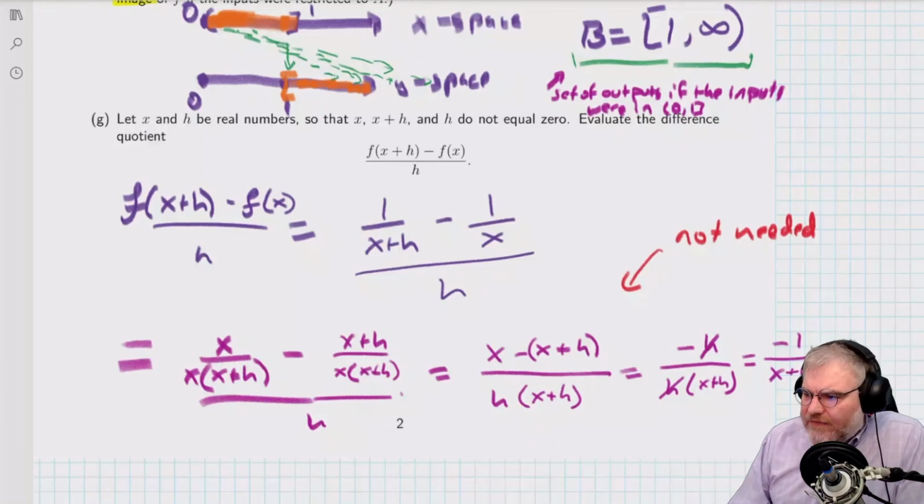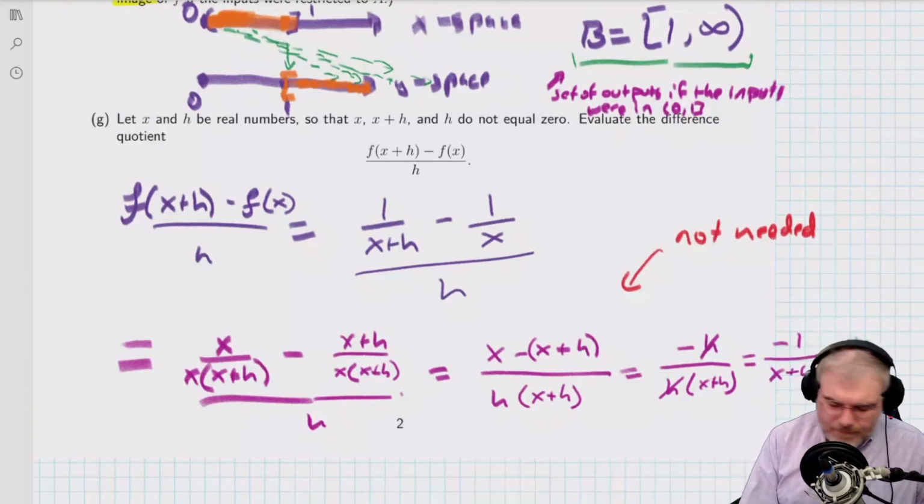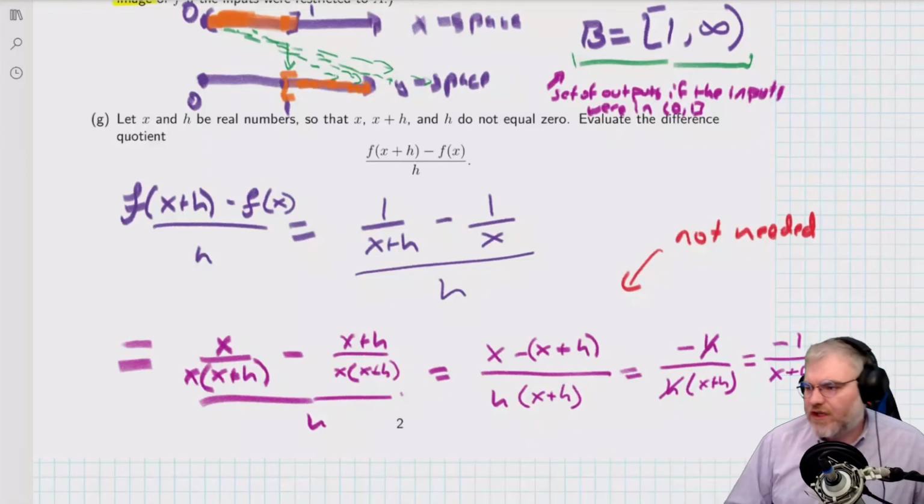1 to 5. Do this again. Multiple choice. 1, 2, 3, 4, 5. Part G.